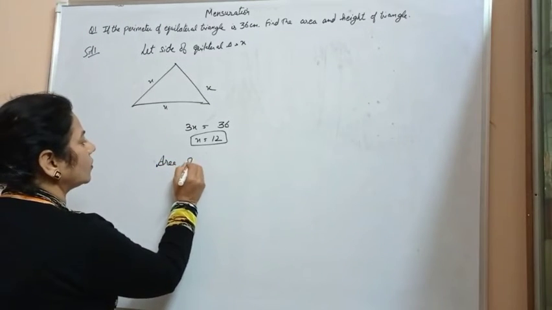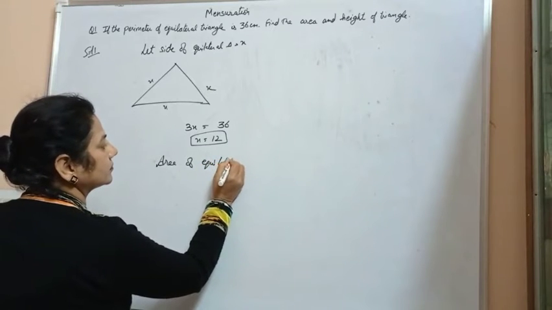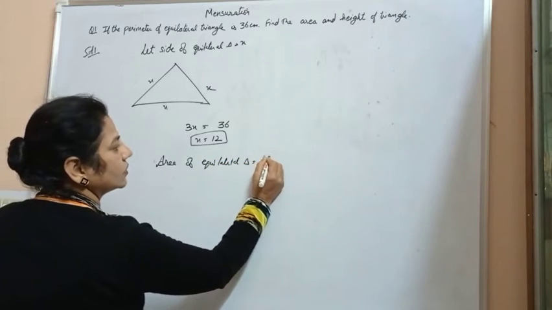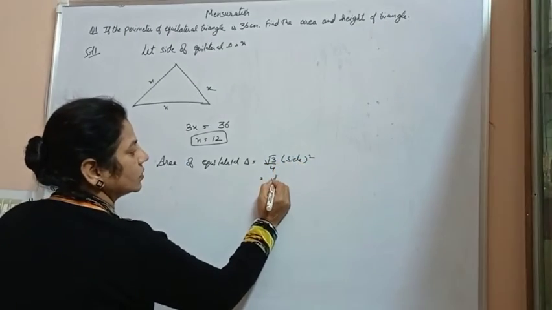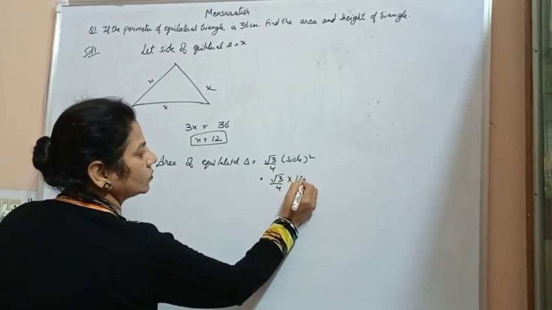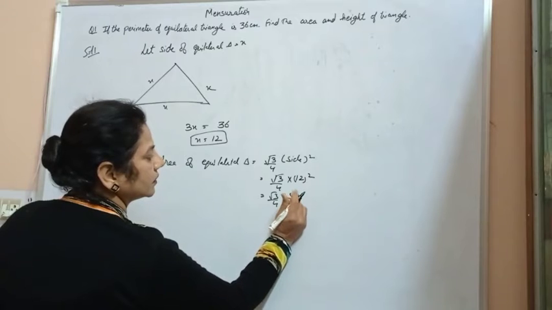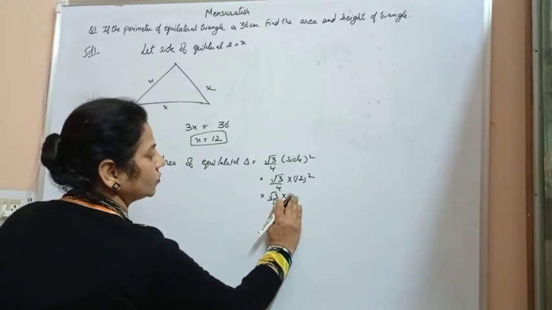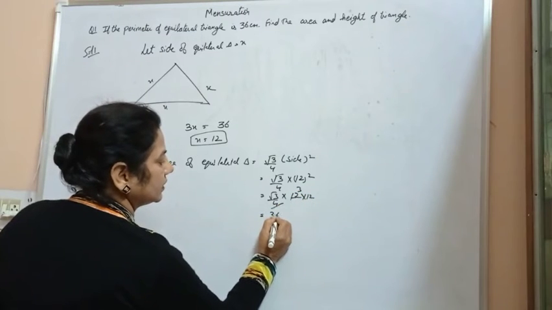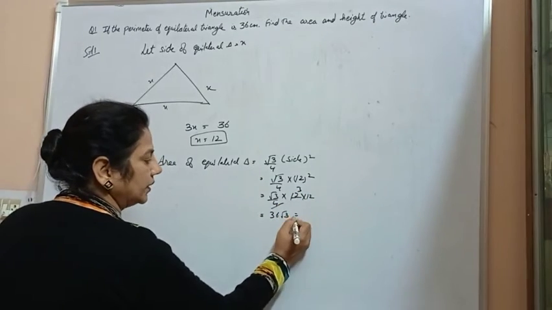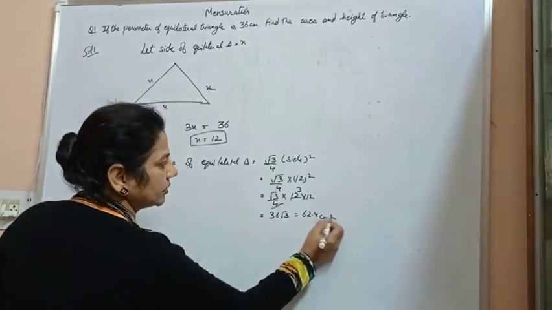Therefore, the area of an equilateral triangle is given as root 3 by 4 into side square. That means root 3 by 4 into 12 square, which is equal to root 3 by 4 into 12 into 12, which is 36 root 3. On calculating, you will get it as 62.4 centimeter square.